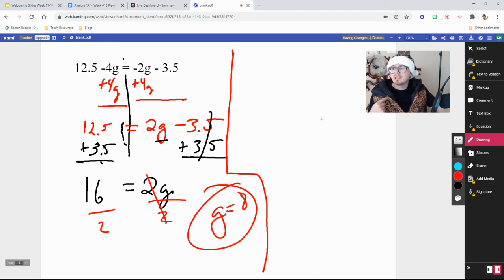You could do 12.5 first. I personally always try to do the variable stuff first, but the beautiful thing about equations is you could move the 3.5, you could move the negative 2g. It doesn't matter as long as you end up with g equals 8. So as long as I can see your work and you get the right answer, I'm cool with it.